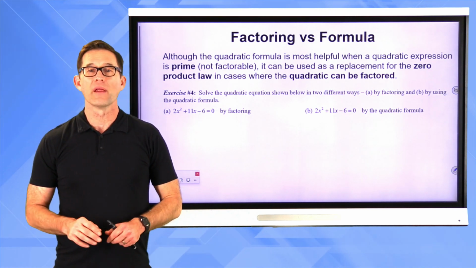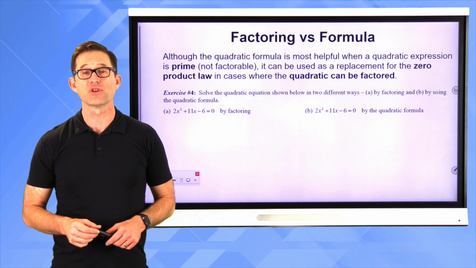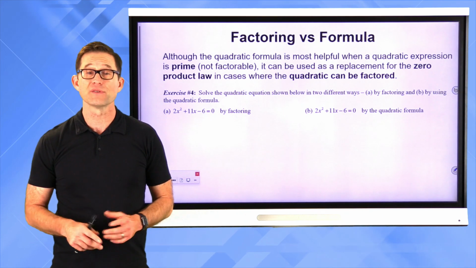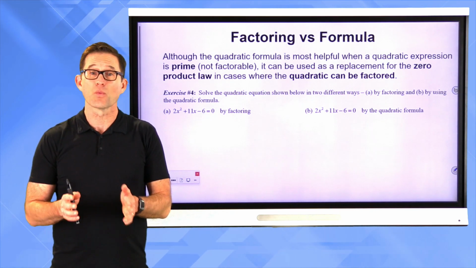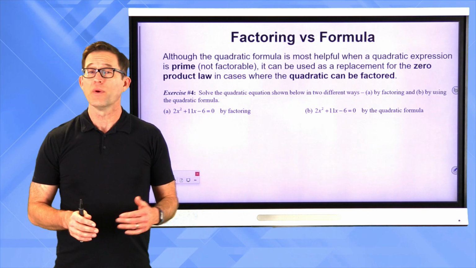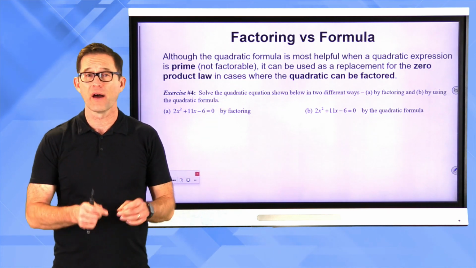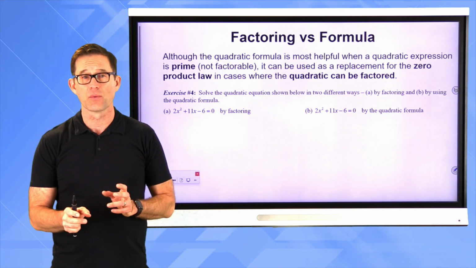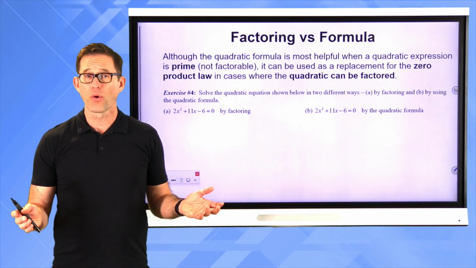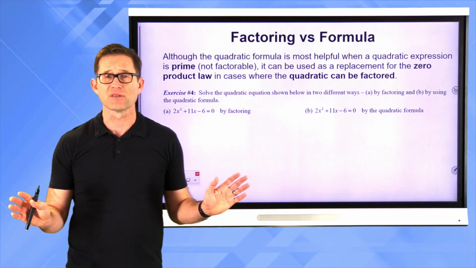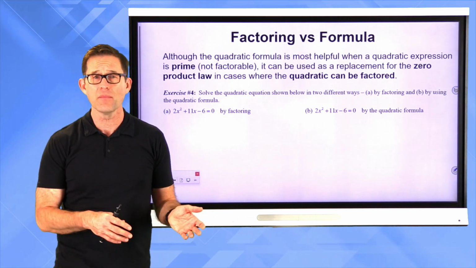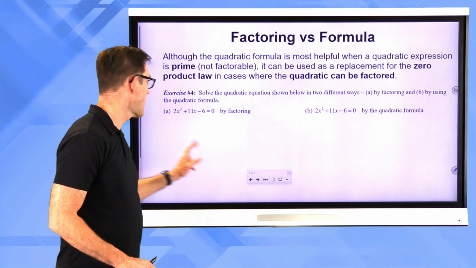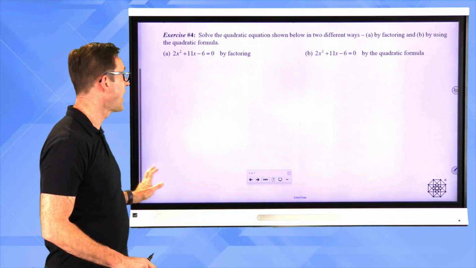Although the quadratic formula is most helpful when a quadratic expression is prime, i.e. not factorable, it can be used as a replacement for the zero product law in cases where the quadratic can be factored. So we spent quite a bit of time on the zero product law, i.e. factoring an equation set equal to 0, then setting each factor equal to 0. But the quadratic formula works in all cases, whether a quadratic is prime or not prime, it doesn't matter. So let's take a look at that in a situation where we can factor.